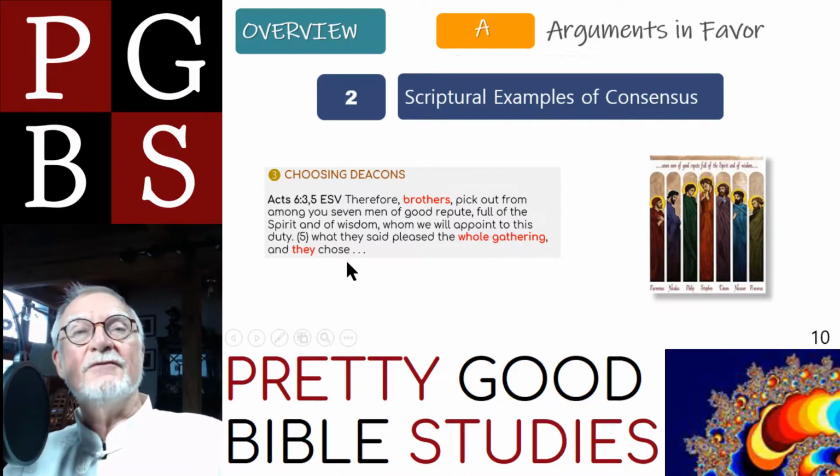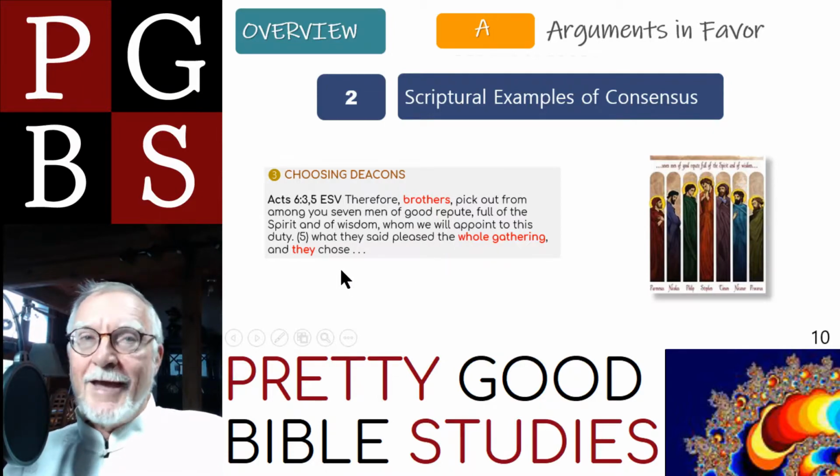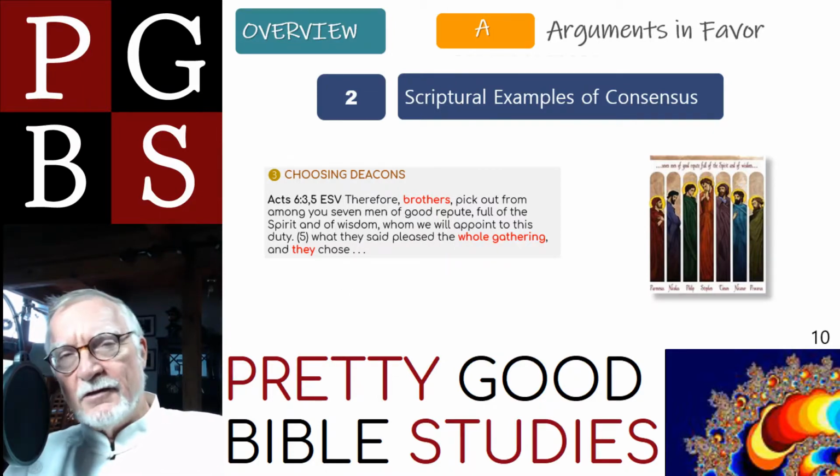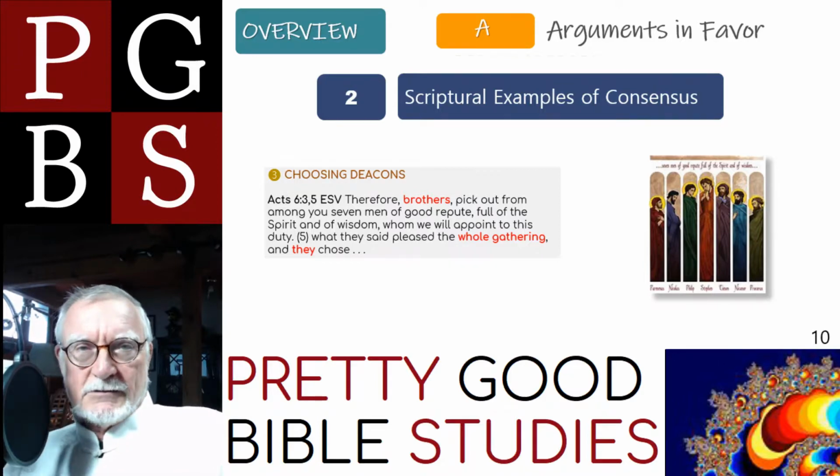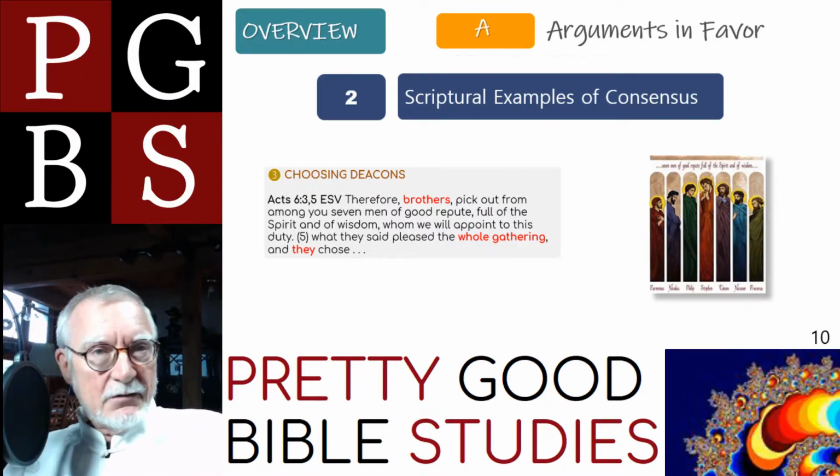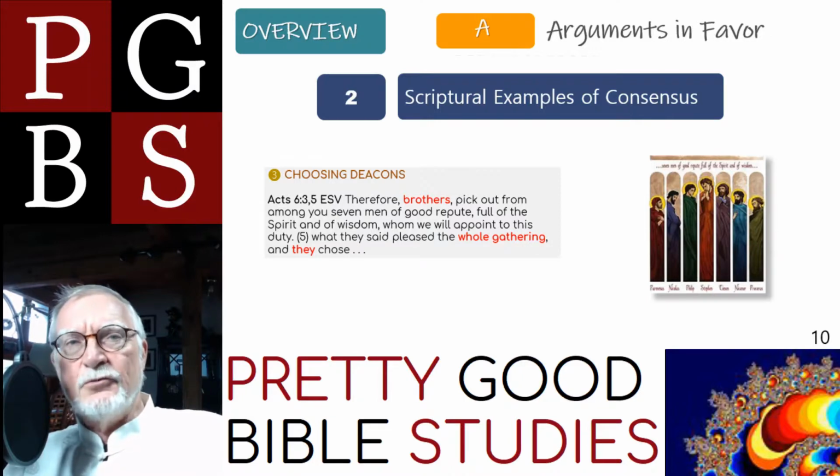Who chose the 7 deacons? The whole gathering, they chose. The brothers chose. Look at the words there in red, and that emphasizes the point nicely. Actually, by the way, it doesn't say deacons. Some people get all picky about that, but I don't care. It's whoever they pick. People who serve the tables, you can call them deacons, you can call them whatever you want. The point is they were chosen by the whole church.